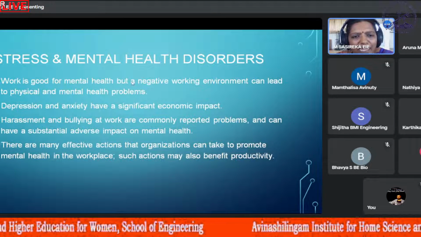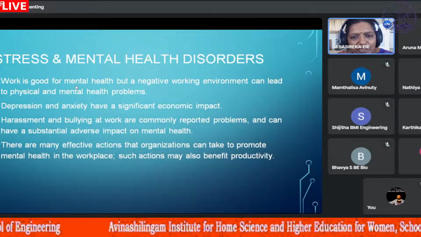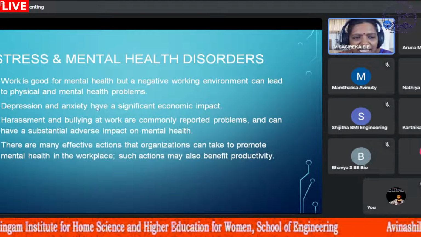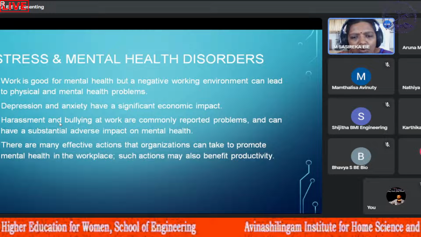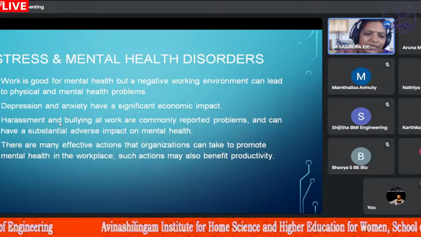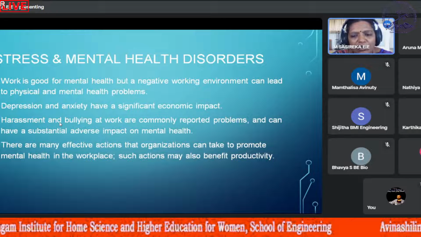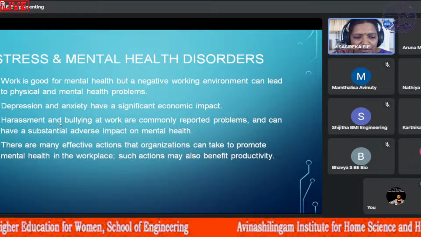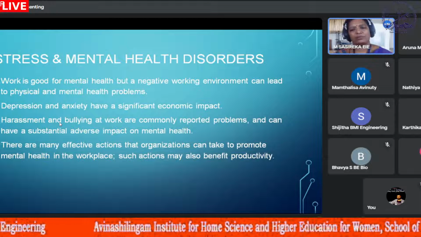So stress comes from a negative working environment. Work is good for mental health, but a negative working environment can lead to physical and mental health problems. Depression and anxiety have a significant economic impact. Harassment and bullying at work are commonly reported problems and can have a substantial adverse impact on mental health. So mainly these need effective actions in the organization. Unless the organization supports mental health in the workplace, you will not get the benefit of productivity.